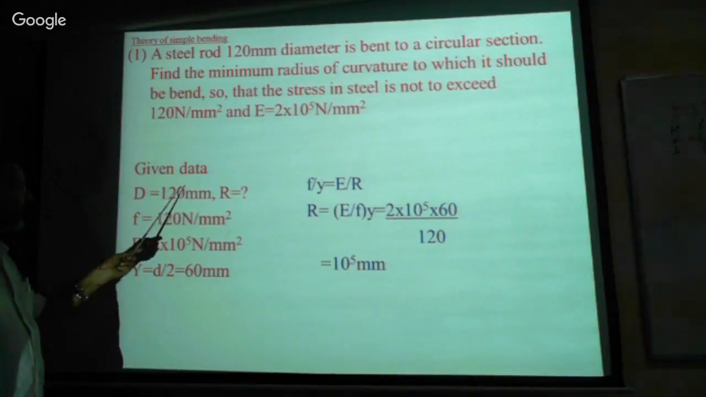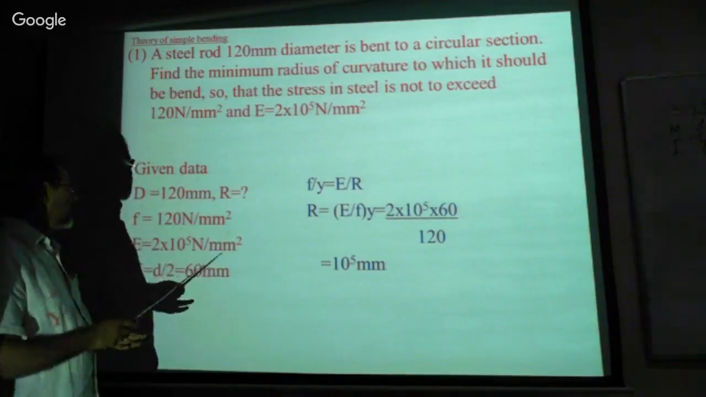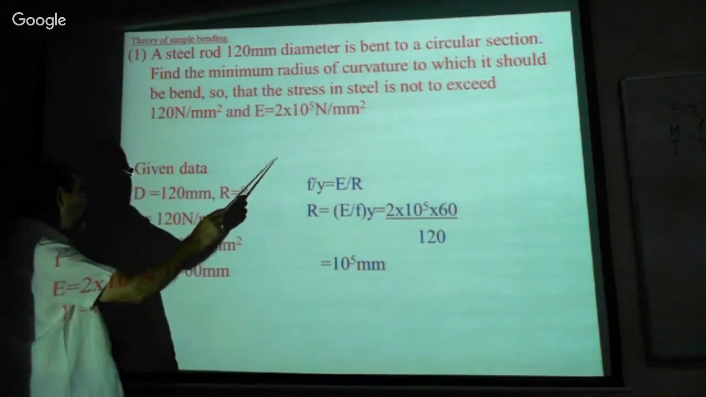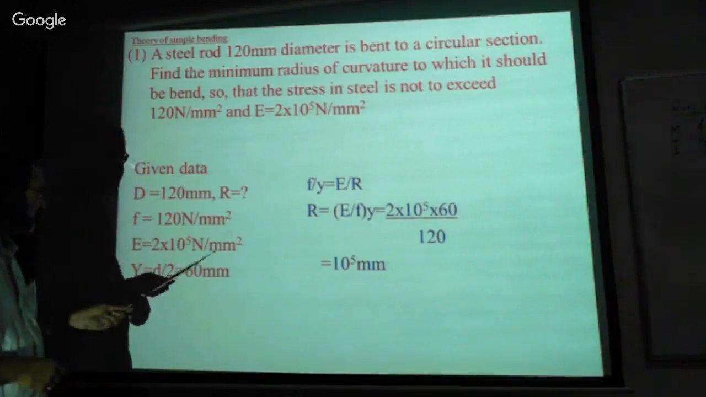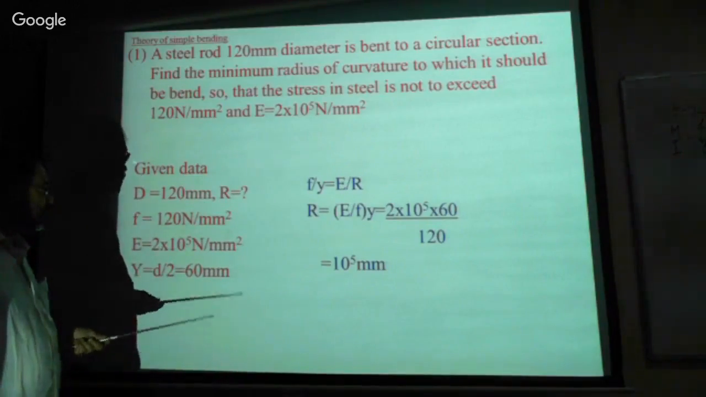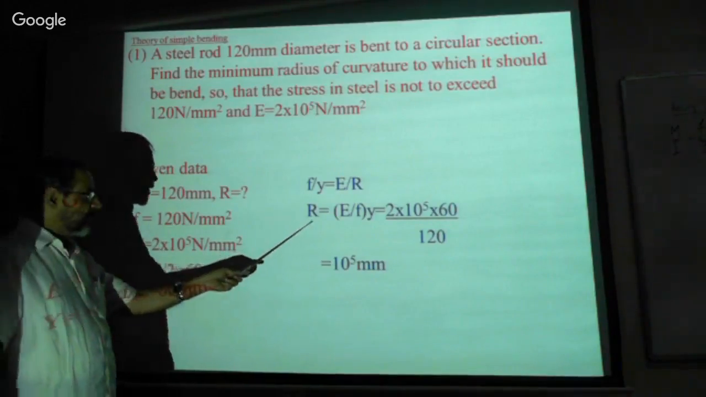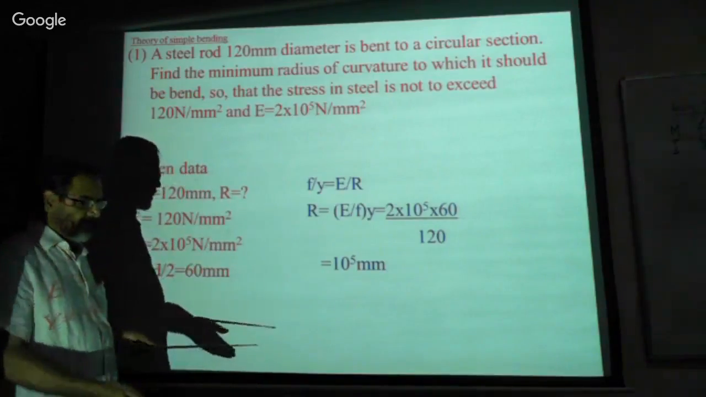Therefore, when you consider the diameter, y is equal to d by 2, as it is a circular section. It is 120 millimeter. Half of this will be the y. Y is the farthest distance, isn't it? So therefore, substitute the values. We can calculate the radius of curvature. The rod can be bent, isn't it?